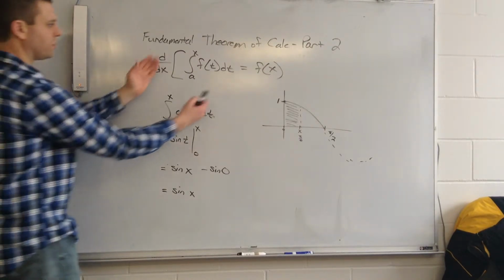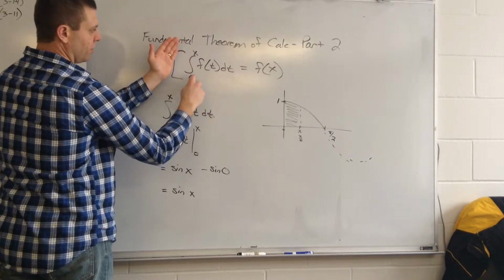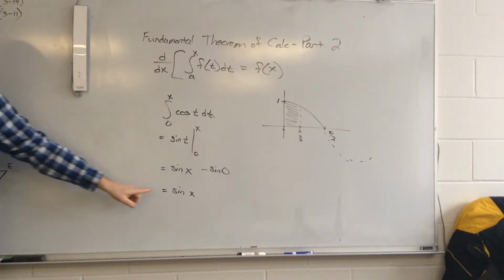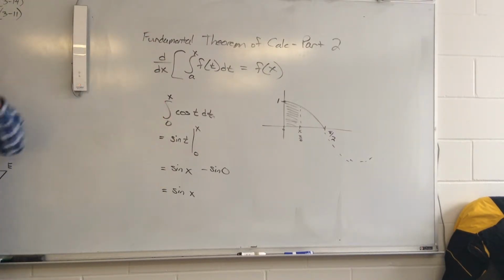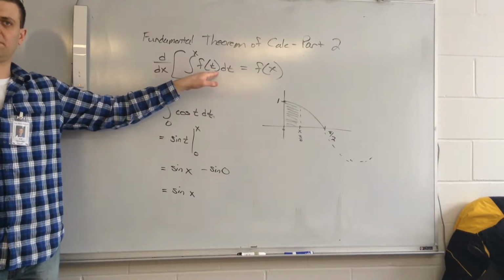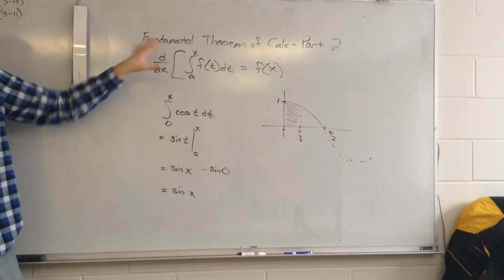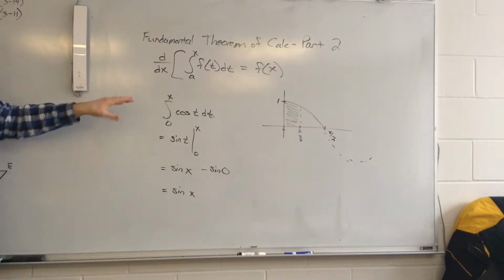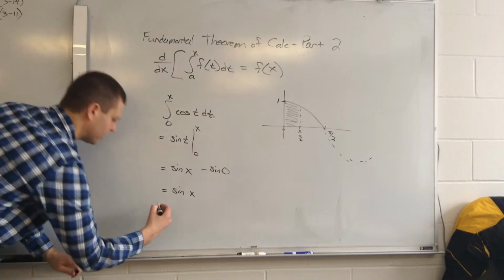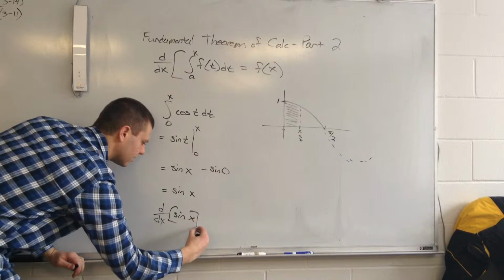We just did this part right here. We used 0 to x, and then we had cosine t dt. So, what the fundamental theorem of calculus part 2 is saying is that if you did the derivative of that, you would just get the original function itself. So to finish off this second part, we did this right here. Well, what if I asked you, what's the derivative with respect to x of sine x?